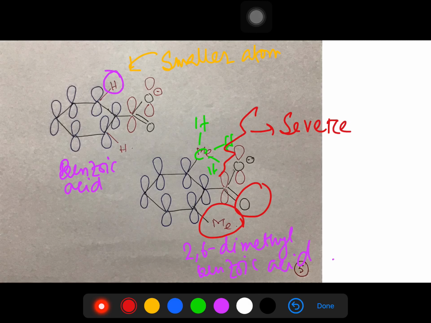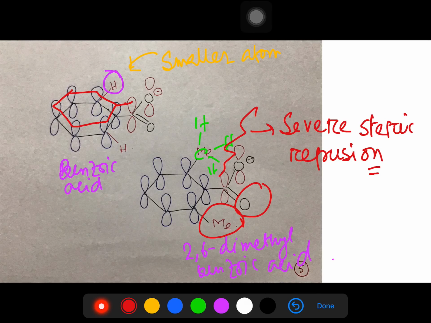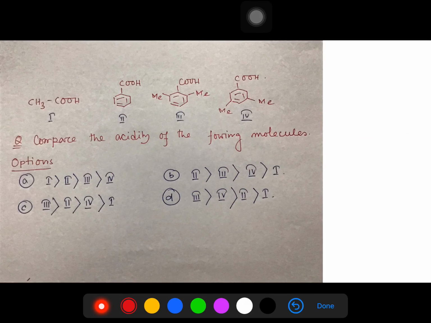Why am I using this word severe? Because it is actually a very high steric repulsion, and that's why this molecule prefers to avoid or sacrifice the resonance stabilization. See, all these p orbitals are in conjugation, along with this also in conjugation. But because of this it became out of plane, so consequently conjugation is broken in this case. So this is the overall discussion.